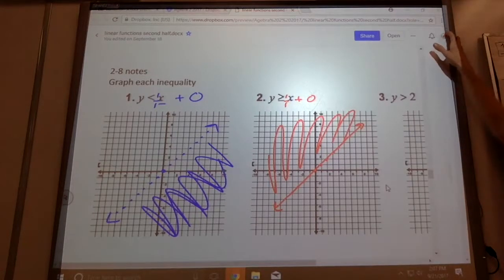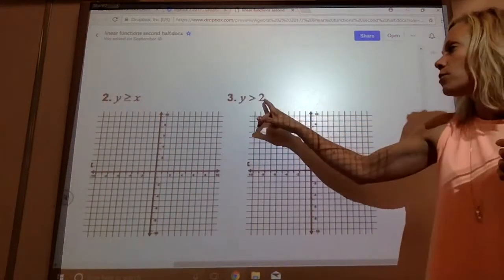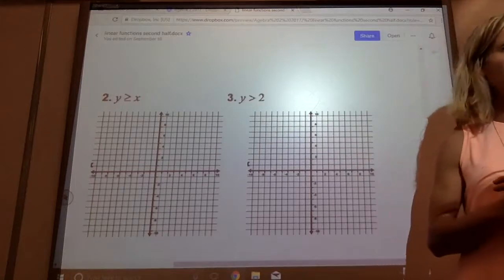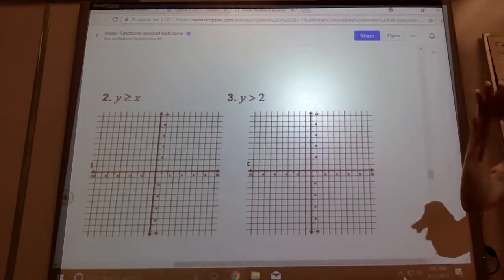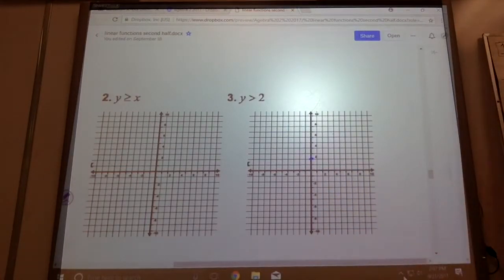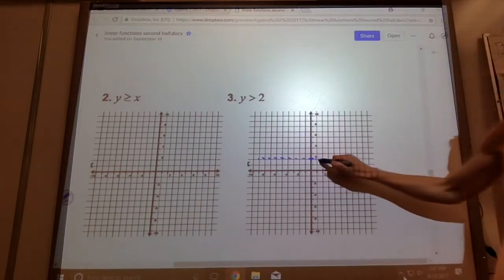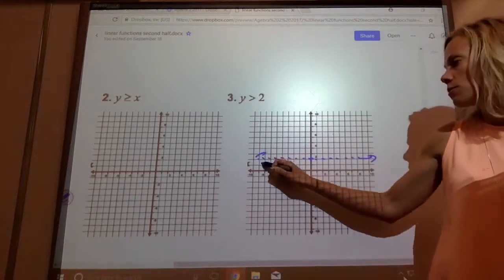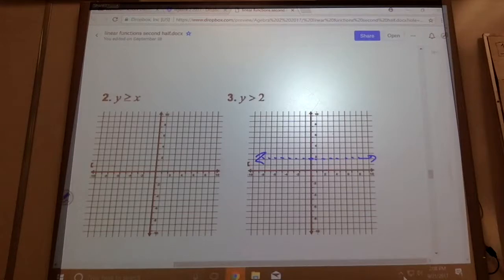Another way you can do this is with horizontal and vertical lines. Let's look at a couple of those examples. When I have y equals a number, is that vertical or horizontal? When I have y equals 2, it's horizontal. Is this going to be dashed or solid? Dashed, because it's just a greater than. So a horizontal line at 2, and since it's greater than, I shade above.